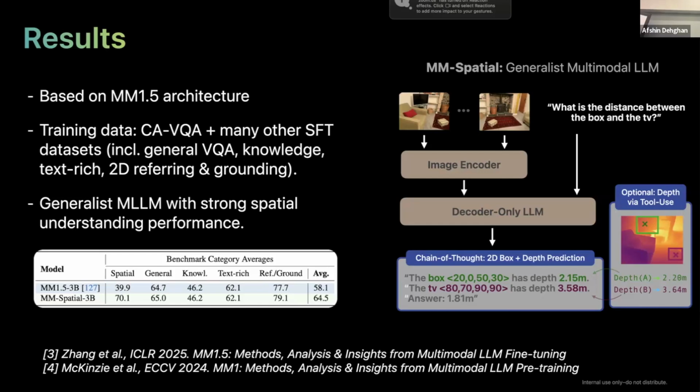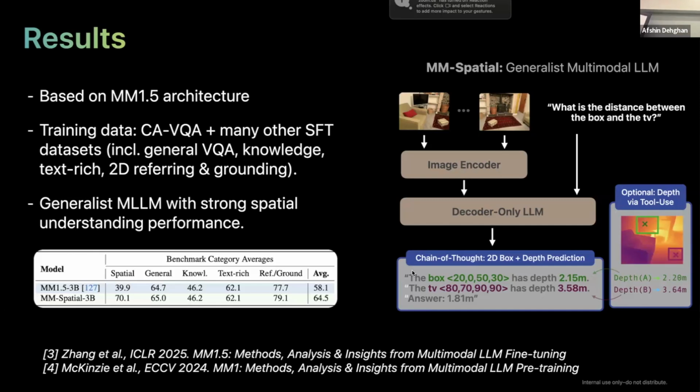So as a result, we created this generalist multimodal LLM that also has a very strong spatial reasoning capability. You can see here that this was the MM1.5 3B model, and when it comes to spatial understanding, the capabilities were not that great, 40%. But when we add this mixture to it, it's bumped up to like 70. At the same time, we keep its quality on general benchmarks, knowledge benchmarks, and text-rich benchmarks.